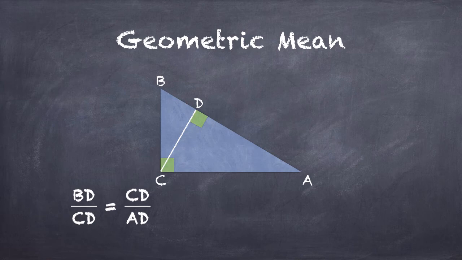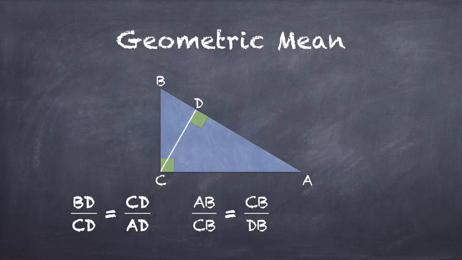The next proportion states that the length of AB over the length of CB is equal to the length of CB over the length of DB. The final proportion that we have is the length of AB over the length of AC is equal to the length of AC over the length of AD. Notice that in each of these proportions, one numerical value is repeated on both sides of the proportion. This is where the concept of geometric mean comes from.